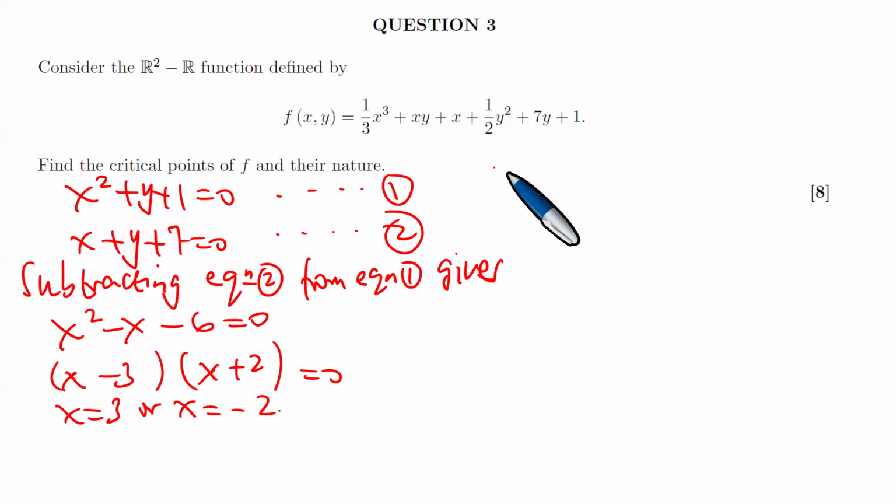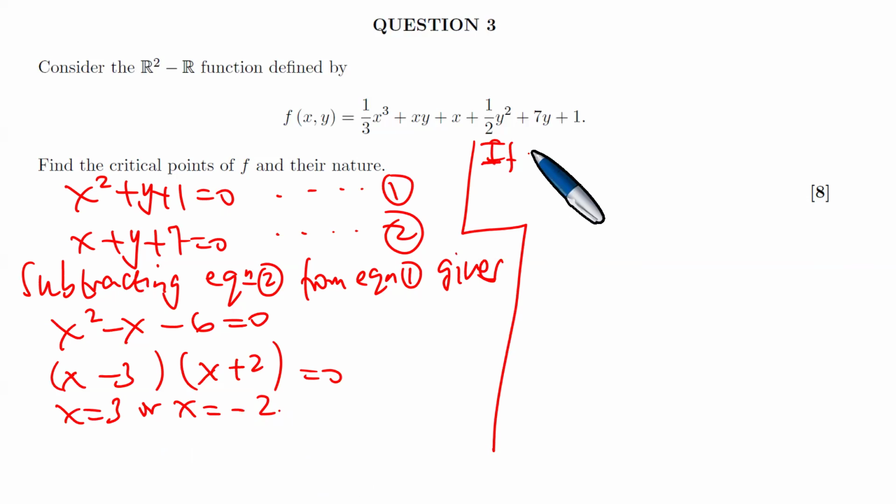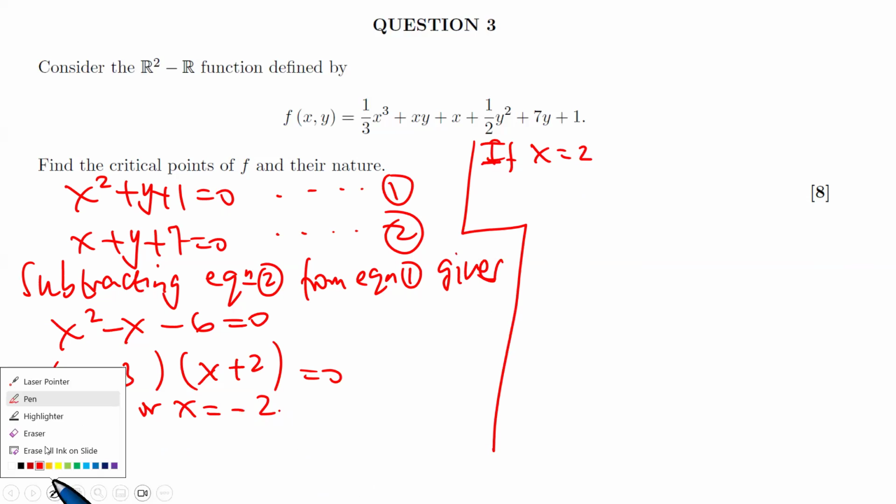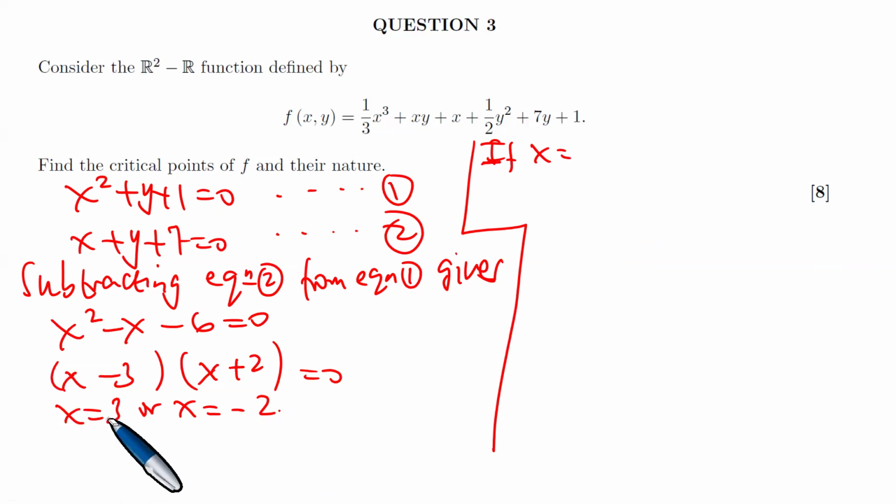Okay, this is what we do with the critical points. If x equals minus 2, for example, it doesn't matter, we can start with x equals 3 because it's on the left here. You can start with any of these. But if x is 3, we substitute into the original equations, and we want to get y, because these are simultaneous equations from high school.